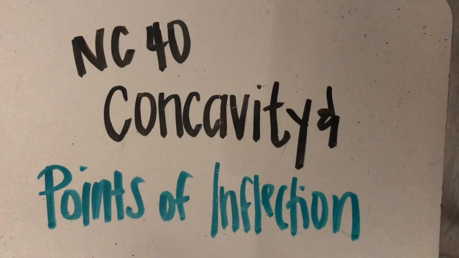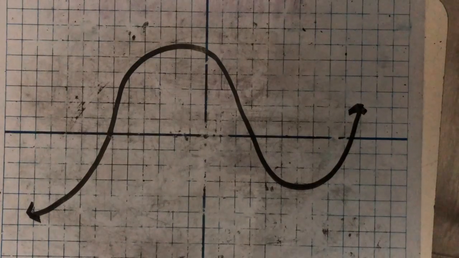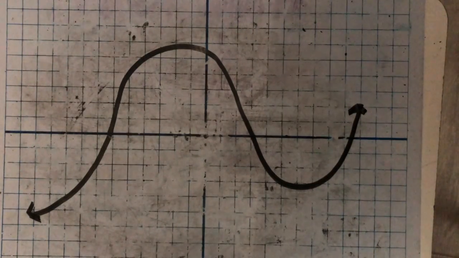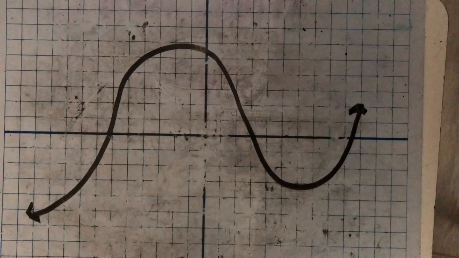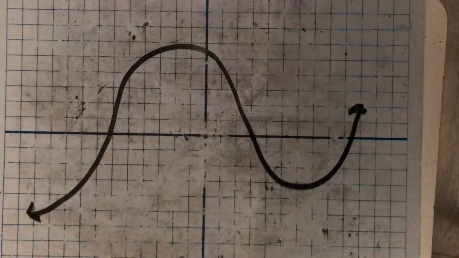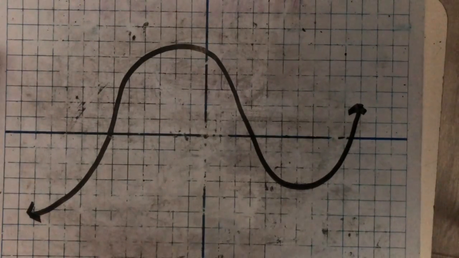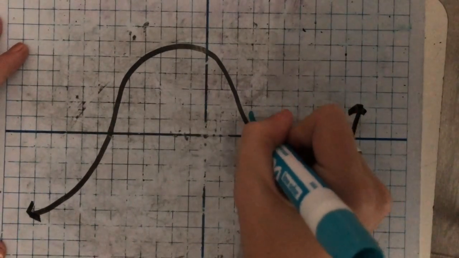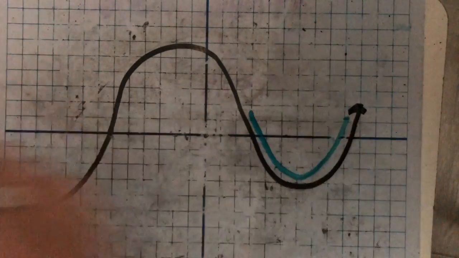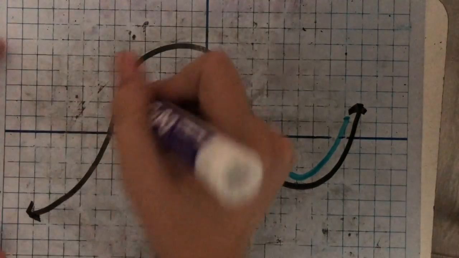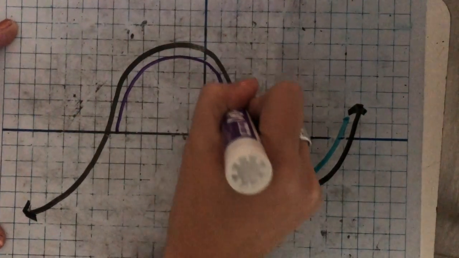And let's learn about concavity and points of inflection. Last week, we talked about concavity and what it means to be concave up and concave down. So remember, if you're concave up, it's like a bowl shape, and concave down is like a rainbow shape. So here we've got a concave up situation happening, and here we've got a concave down situation happening.